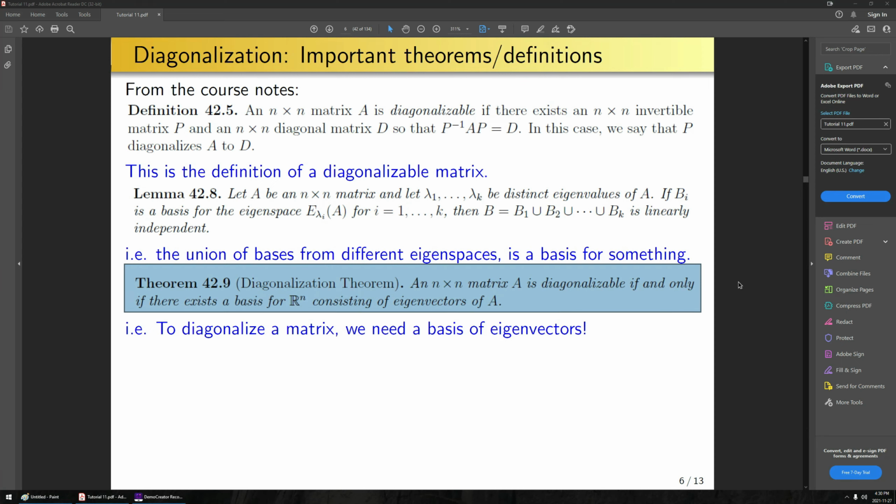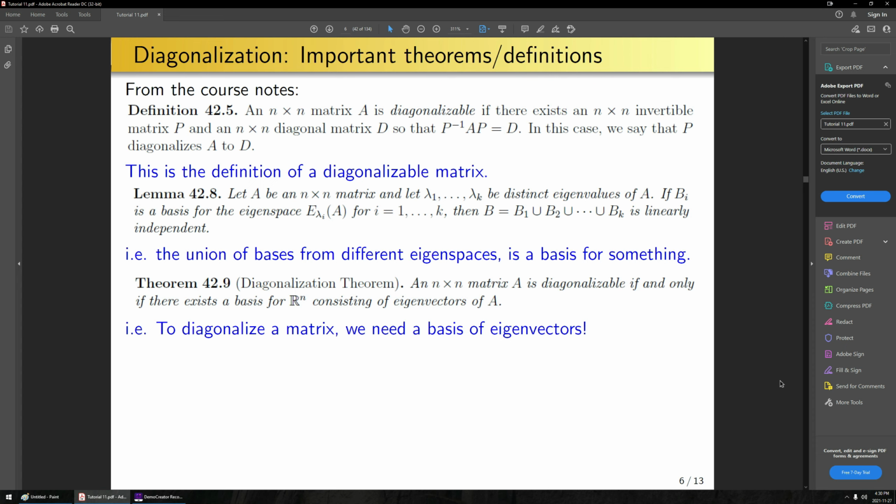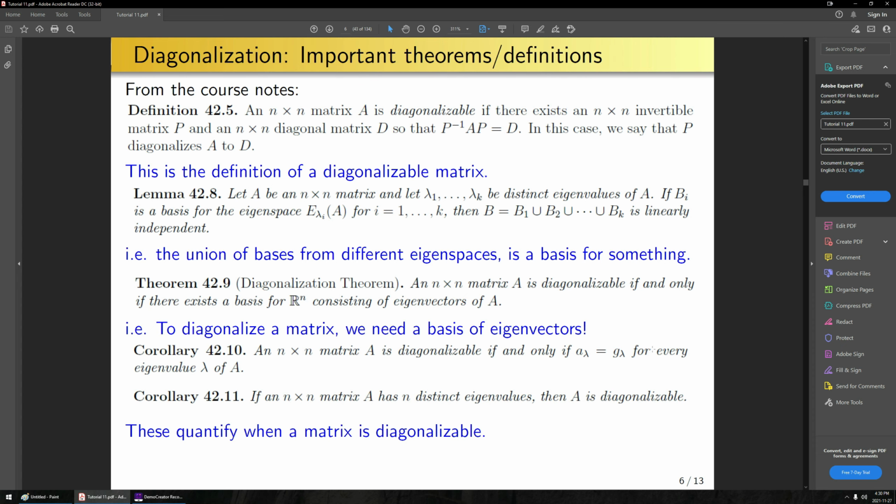Next up, we have an important theorem, the diagonalization theorem. An n by n matrix A is diagonalizable if and only if there exists a basis in R^n consisting of eigenvectors of A. So essentially, the work that I did before gives a proof that if it has a basis consisting of eigenvectors, then it is diagonalizable. There's the other proof in the course notes that you should, of course, be familiar with. So finally, we have these two corollaries, which will be very useful in practice, and we will apply it to the problem that we introduced before I got into my lecture slide discussion.